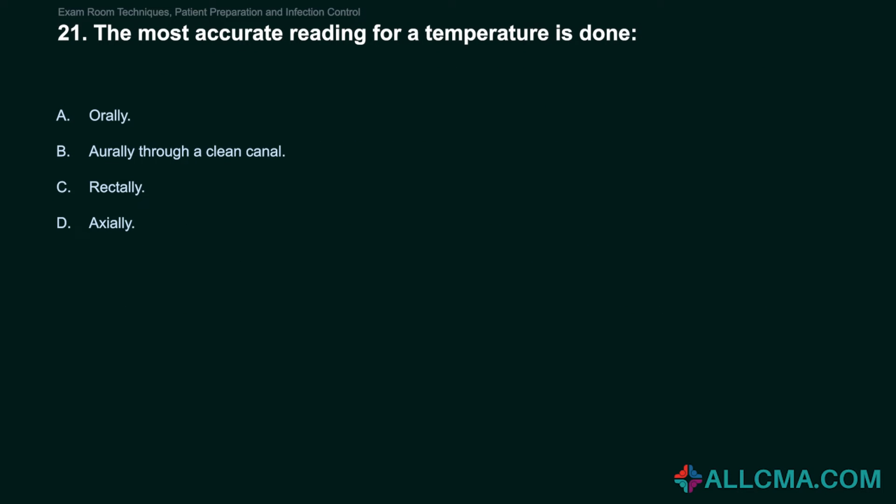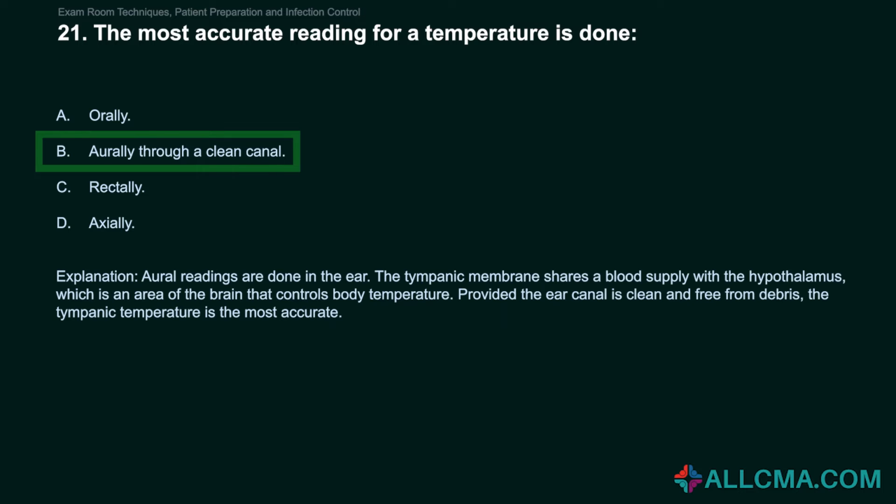21. The most accurate reading for a temperature is done: A. Orally. B. Orally through a clean canal. C. Rectally. D. Axially. Correct answer: B. Orally through a clean canal. Oral readings are done in the ear.